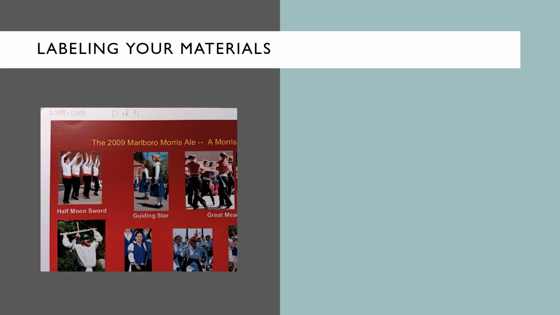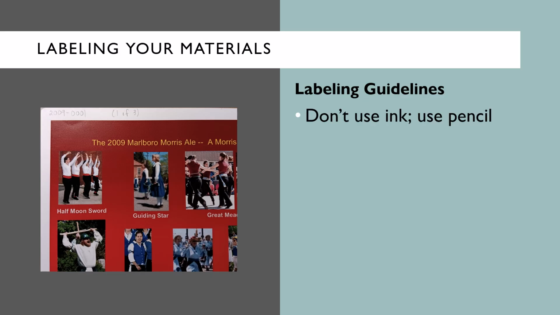If you decide to label your items with an identification number, here are some guidelines on how you can do that. We're going to talk first about physical items. Because you're trying to preserve an item in its original state, don't use ink. Use pencil. Ink can bleed and smear on valuable original materials.